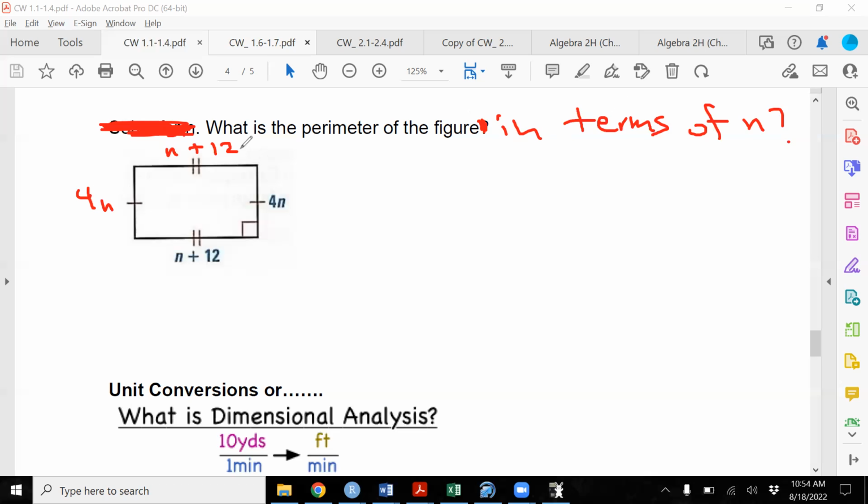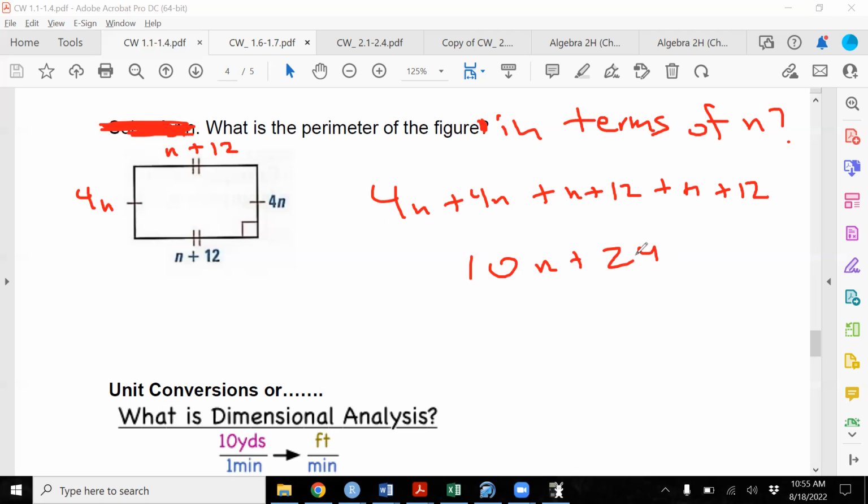This problem's lame because it's missing some information. What would have been a good problem is if it gave you the actual magnitude to solve for n. In this case, if one side's 4n, the other side's also 4n, and one side's n plus 12, the other side's also n plus 12. So you just do 4n plus 4n plus n plus 12. If you work all of it out, you should get 10n plus 24.